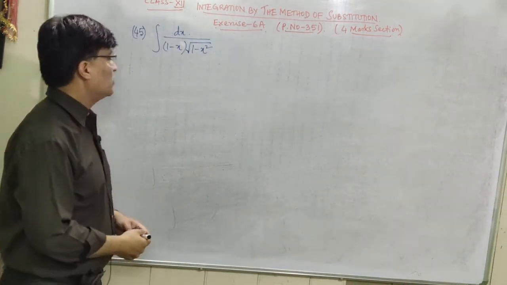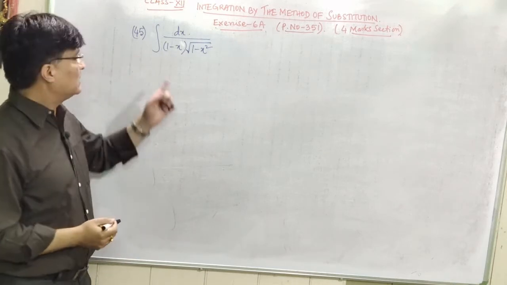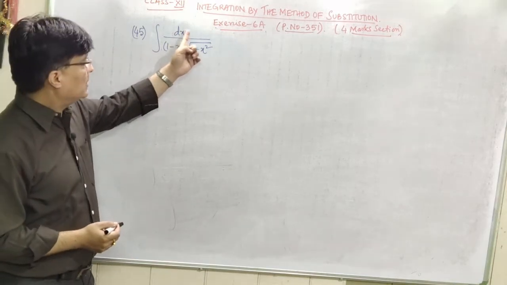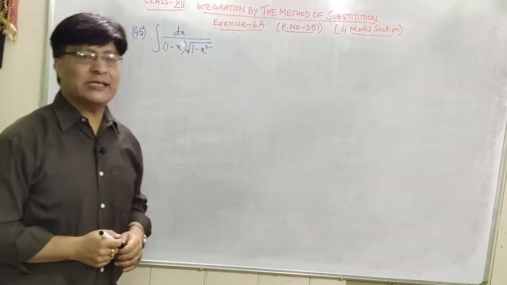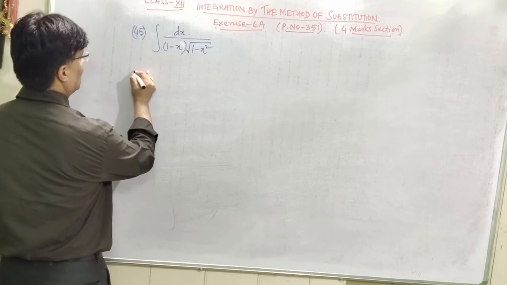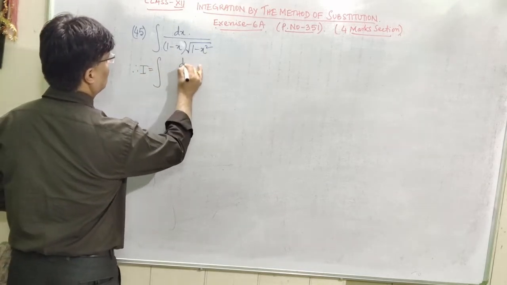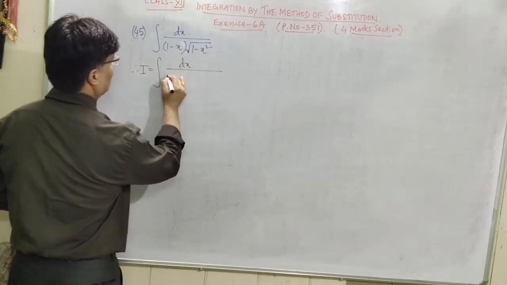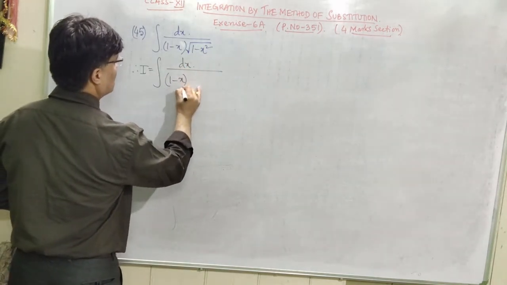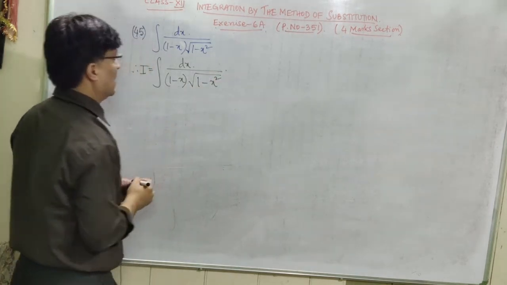So now we'll do the next question, that is question number 45. You have to integrate this integral of dx divided by 1 minus x into root under 1 minus x square. Okay, so let us write here I is equal to integration of dx divided by 1 minus x, it is root over 1 minus x square.